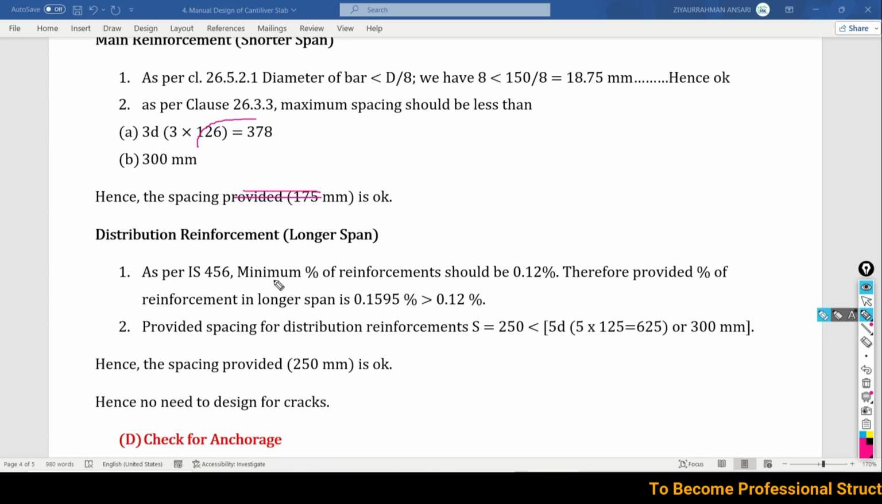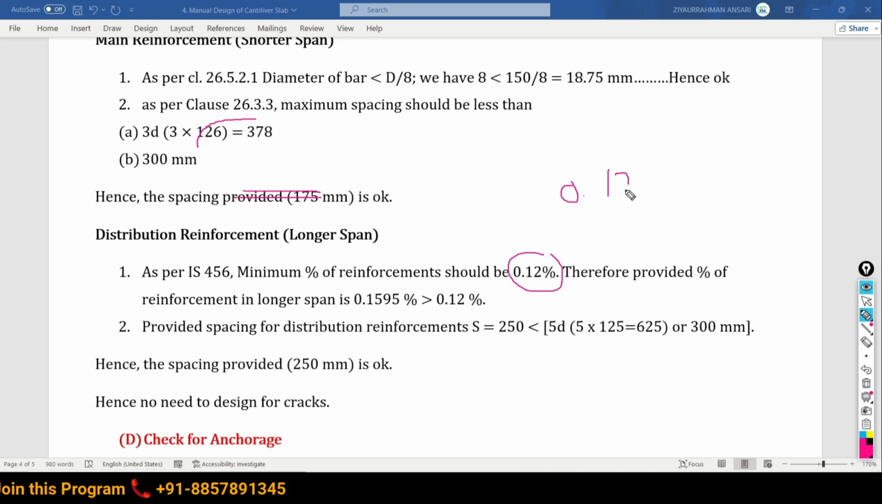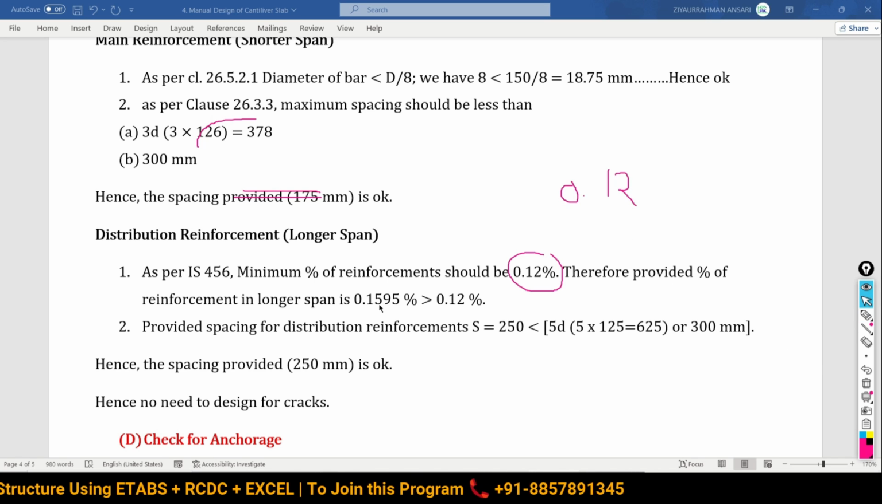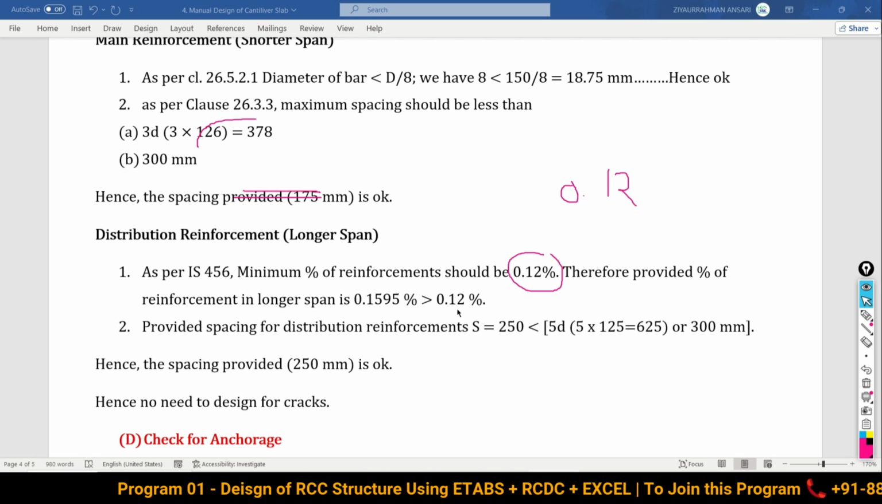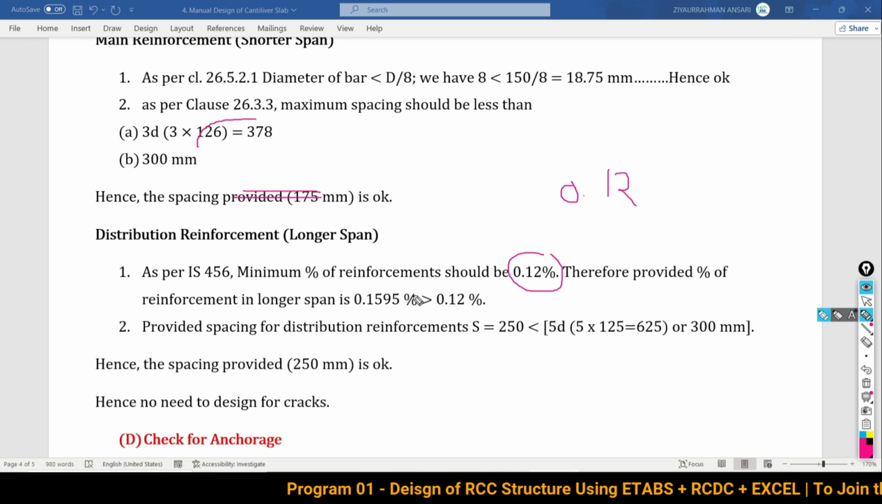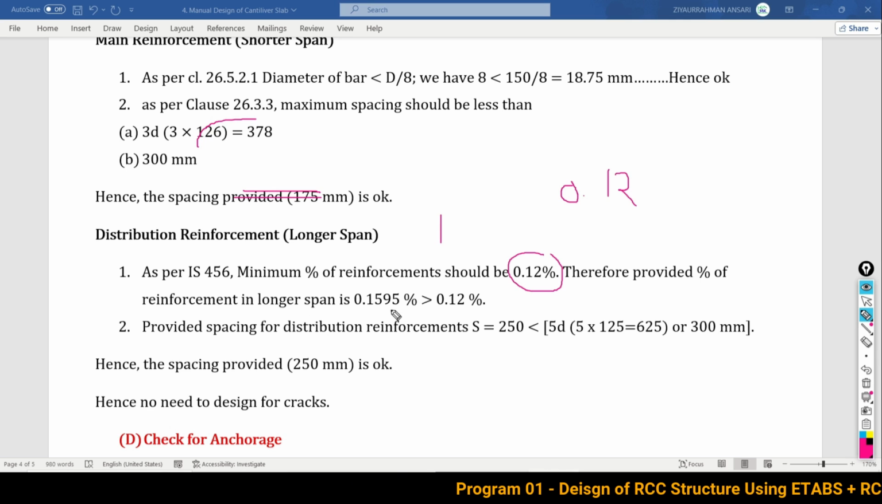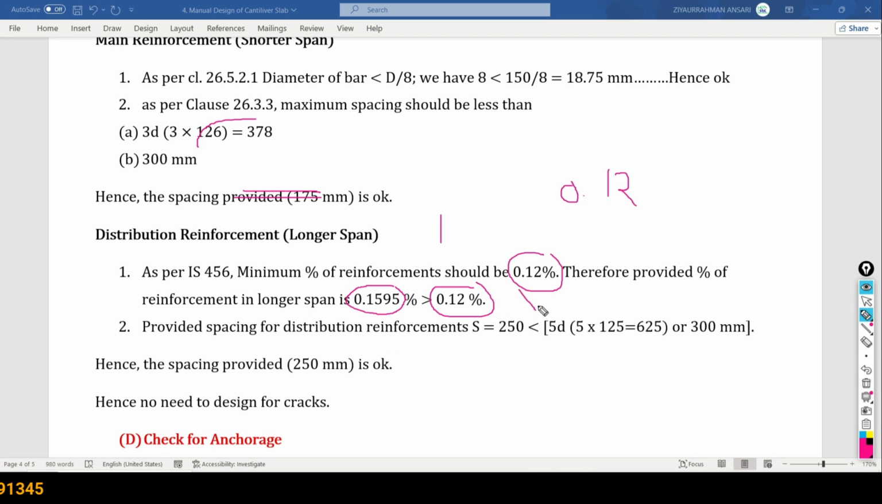Likewise, we have to do the calculation for the longer span. As per IS 456, the minimum percentage of reinforcement should be at least 0.12%. The IS code recommends providing 0.12% for the slab. We have provided reinforcement of 0.1595 percent, which is more than 0.12. If you provide less spacing, you get more reinforcement, so we have provided more than the minimum, which is a good thing.